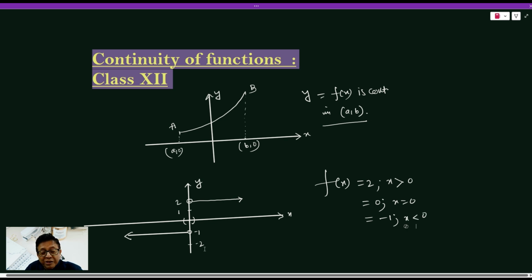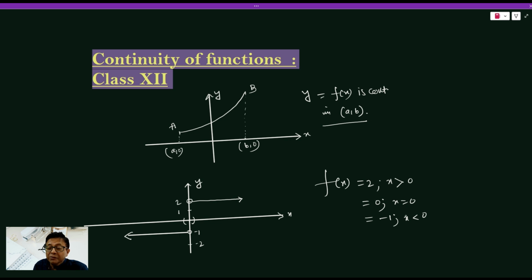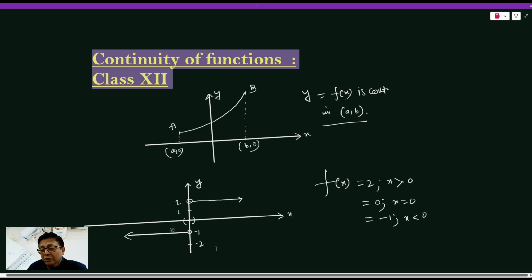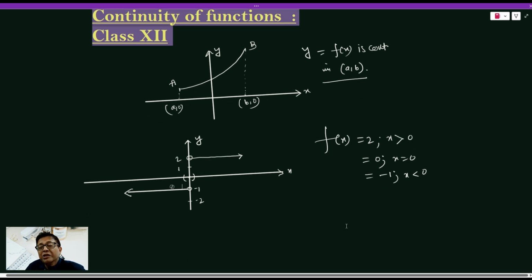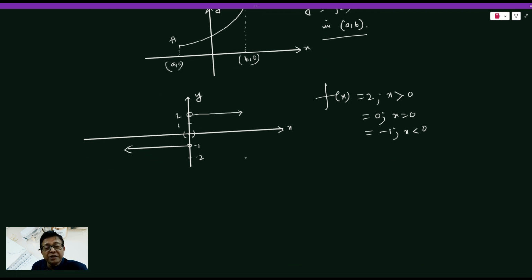Were you able to plot the graph of function without lifting your pen or pencil? We have plotted this part because for x less than 0, -1, it continues this way. At x equal to 0, it is 0. For x greater than 0, it is 2. But when you are plotting this, around 0, you can see that we have to lift our pen or pencil to plot the graph of function. So this function is not continuous at x equal to 0.